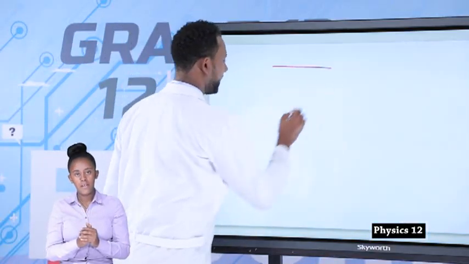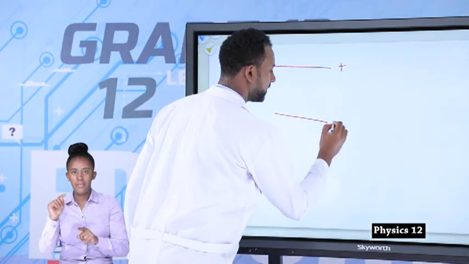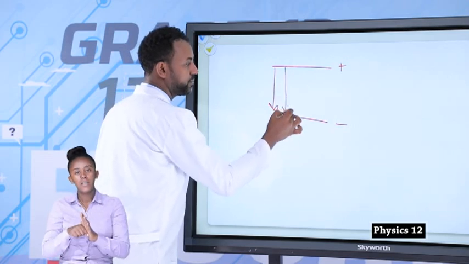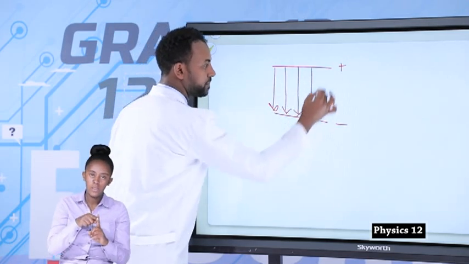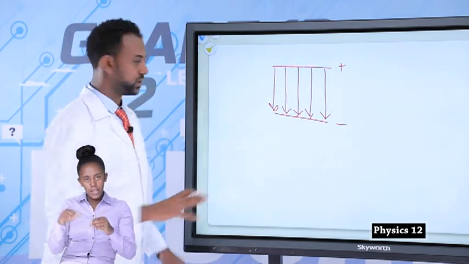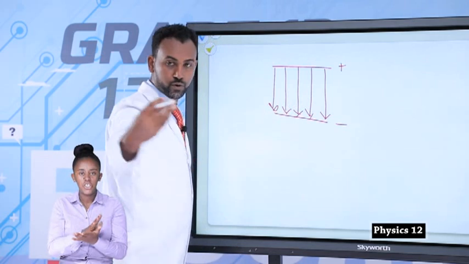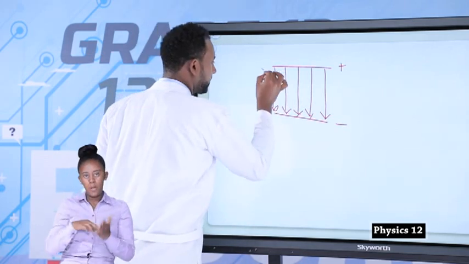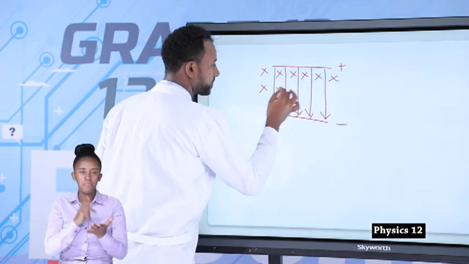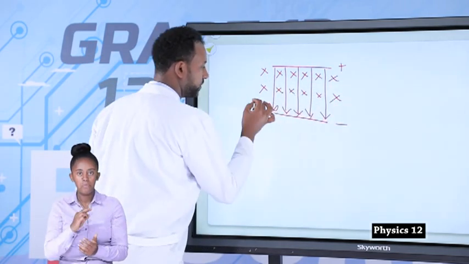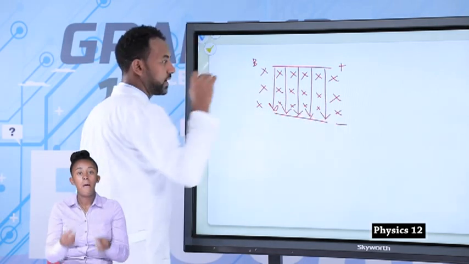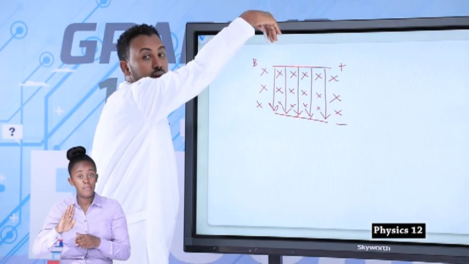Let's take two parallel plates, positive and negative. The electric field lines run from the positive terminal to the negative terminal. Now let us take a magnetic field which is acting into the page, meaning from you towards me. So the magnetic field B here is acting into the page, and the electric field is acting downward.